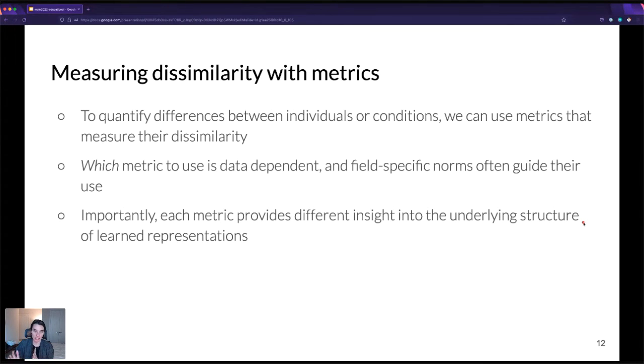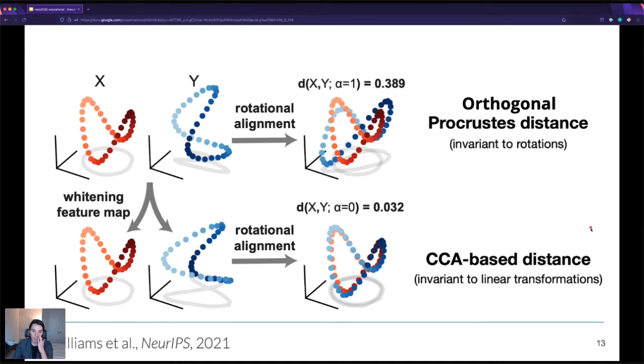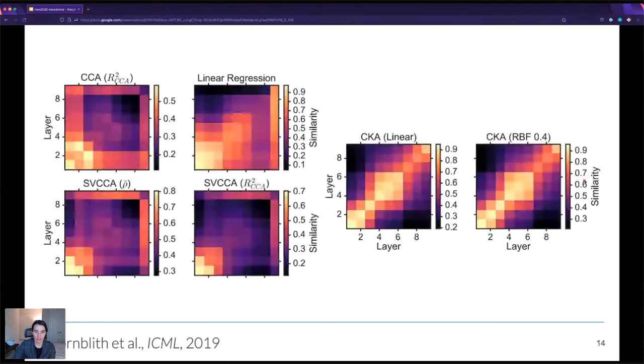Each one is going to provide a slightly different sense of the underlying structure and the differences between them. So for example, if we revisit these toy X and Y data sets, we saw with orthogonal Procrustes, which was going to just rotate X and Y to look more similar, that we get one number. But if we look instead at a canonical correlation analysis-based distance, which is now invariant to any linear transformation, we're going to see that we get a very different number, right? And it's going to say these are much more similar. And so it's not obvious, perhaps, which of these is right in any sense.